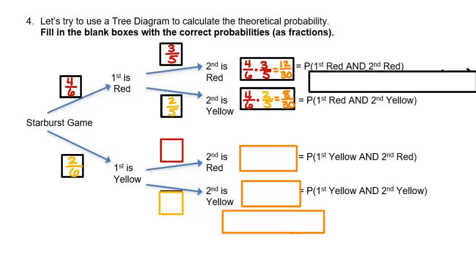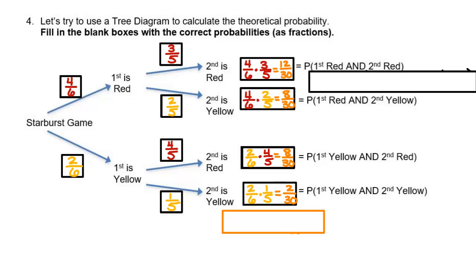What is this conditional probability? Given that the first one was yellow, what's the probability the second one is red? 4 out of 5. So what's the probability that the first one was yellow and the second one was red? 8 out of 30. And what is this conditional probability? Given that the first one was yellow, what's the probability the second is yellow? 1 out of 5. So the probability for the intersection, the first is yellow and the second is yellow? 2 out of 30.